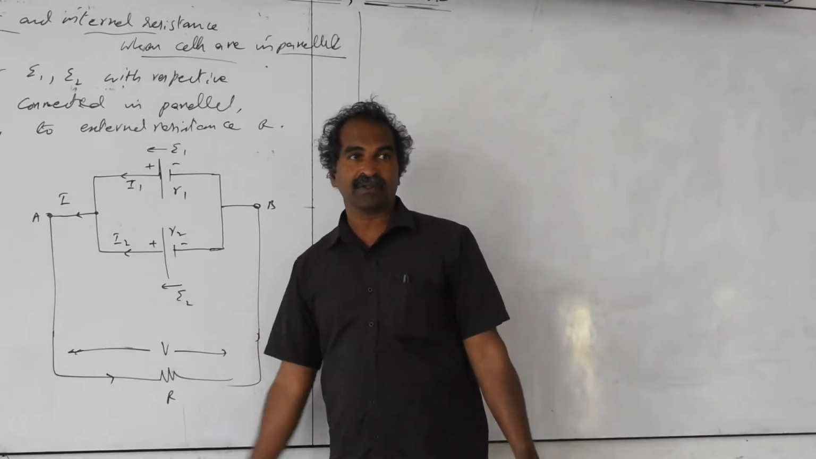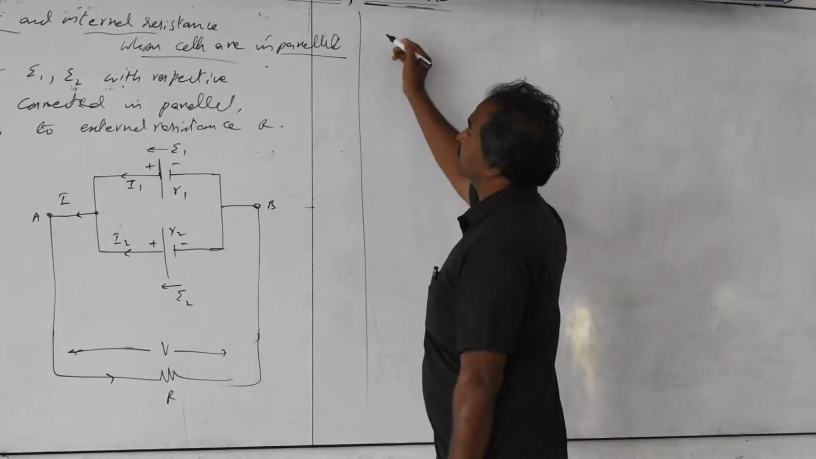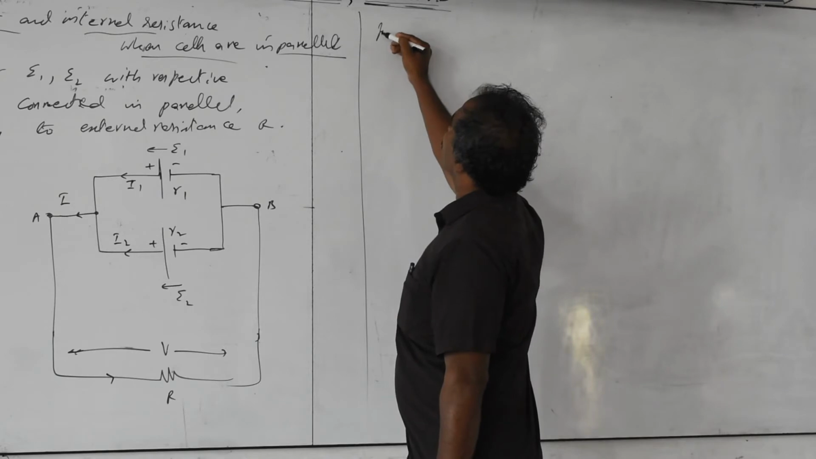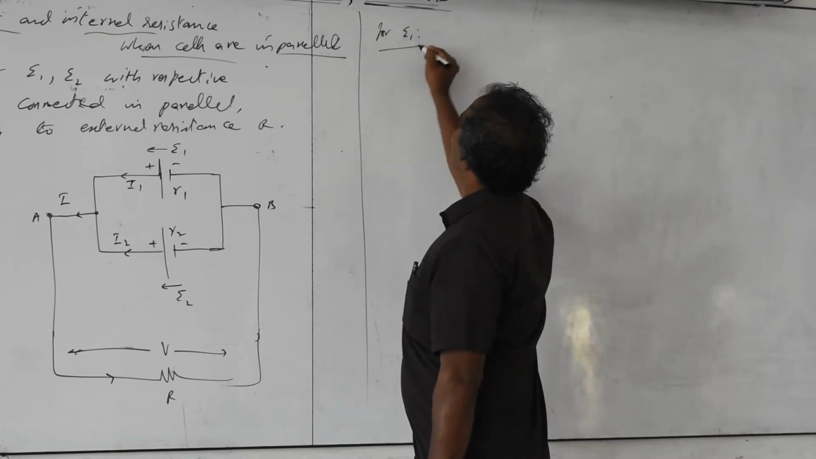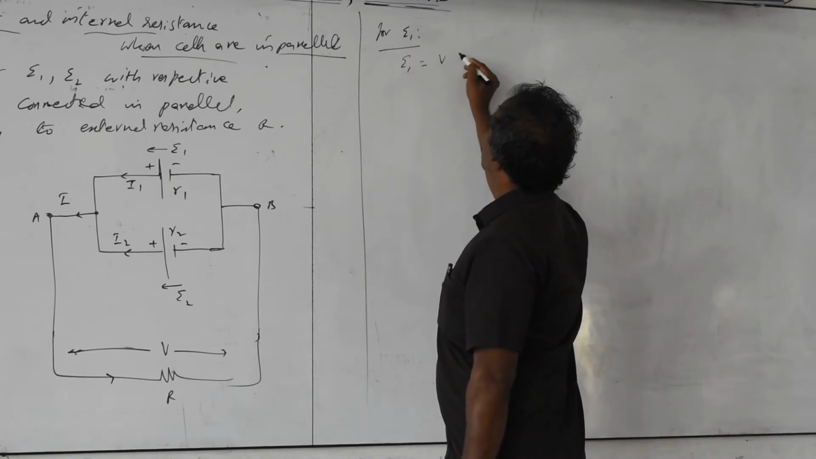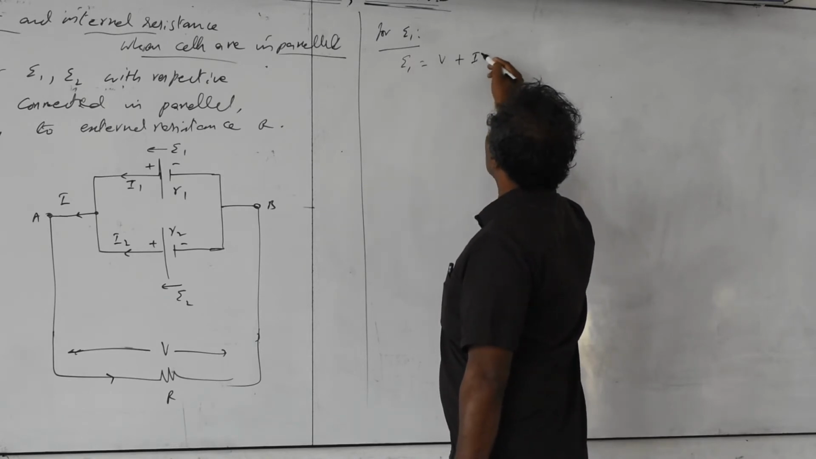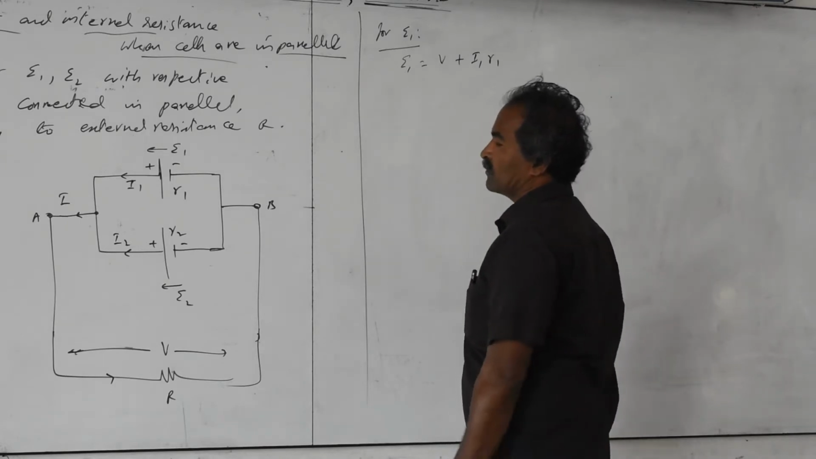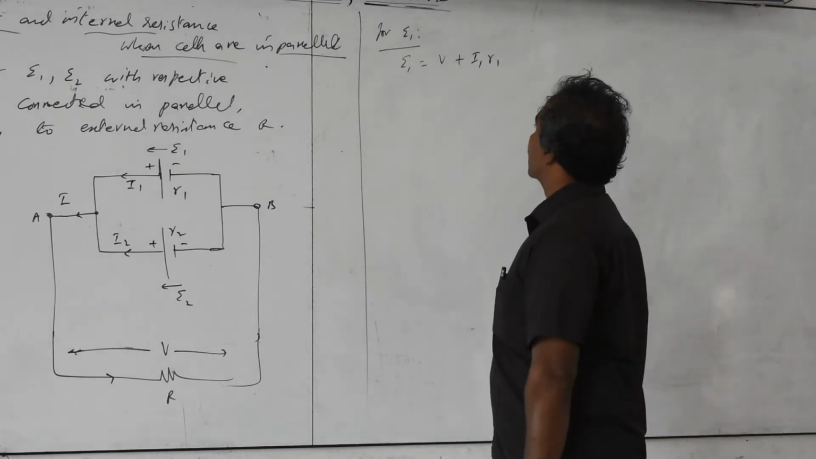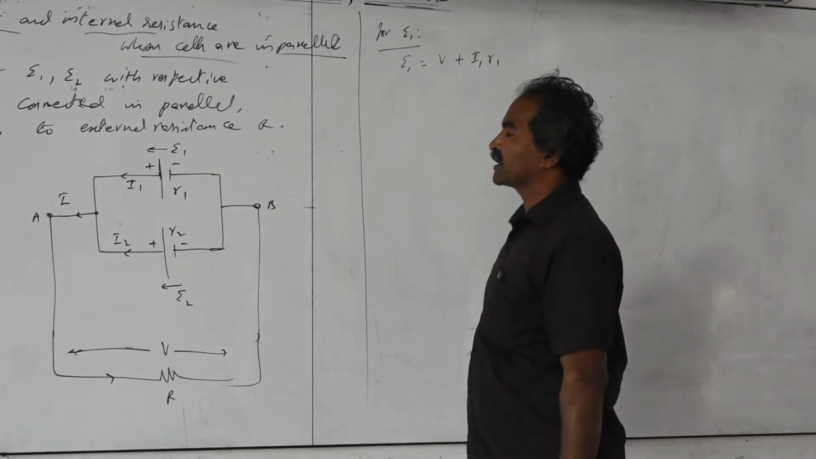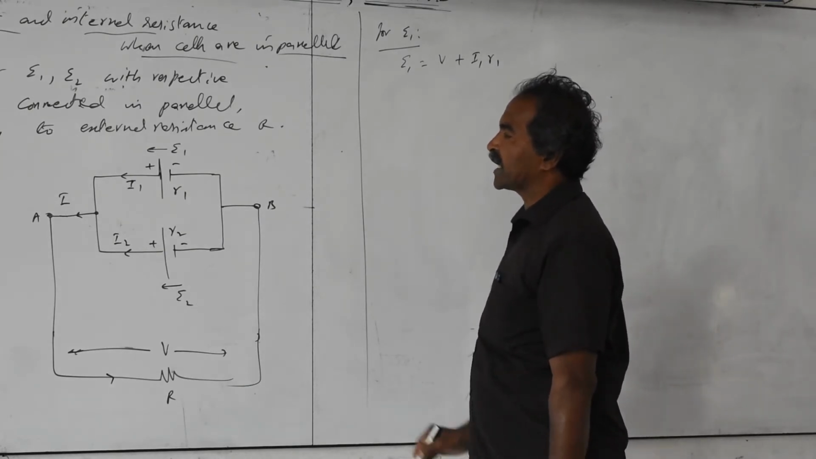Current is coming out of the cell in both cases. For E1, the relation is E1 equal to V plus I1R1. We get the expression for V, since V is constant here. Or else we get the expression for I, we take that V later. We get the expression for current and we take the addition of the currents.